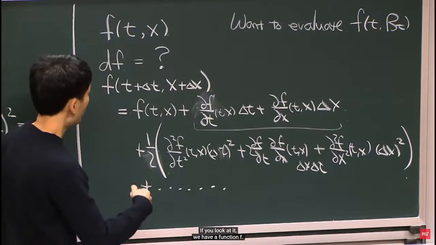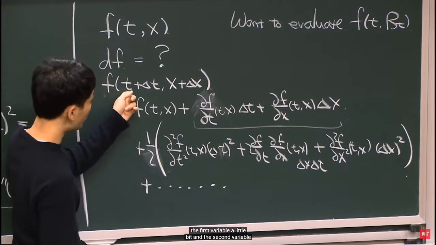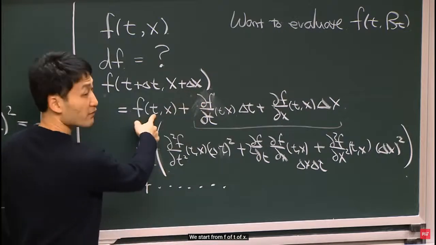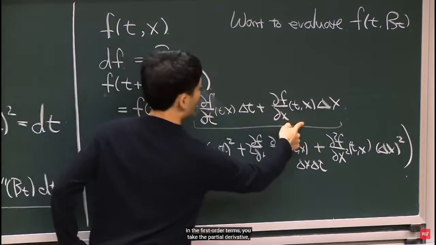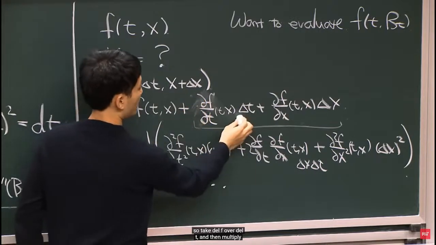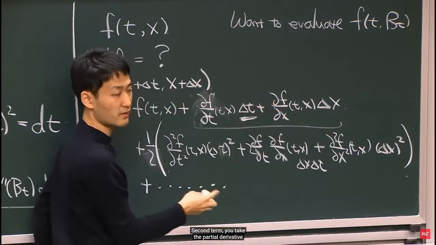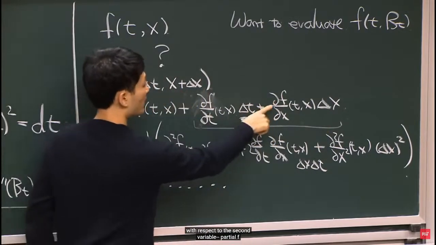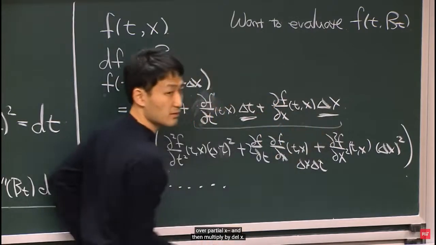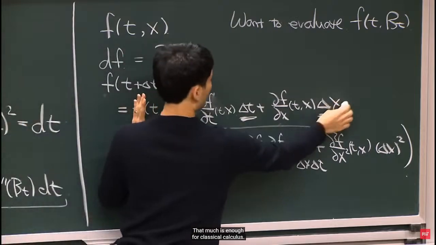If you look at it, we have a function f. We want to look at the difference of f when we change the first variable a little bit and the second variable a little bit. So it starts from f of (t, x). In the first order terms, you take the partial derivatives. So take del f over del t and then multiply by the t difference. Second term, you take the partial derivative with respect to the second variable, partial f over partial x, and then multiply it by del x. That much is enough for classical calculus.